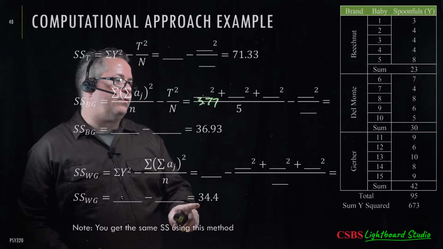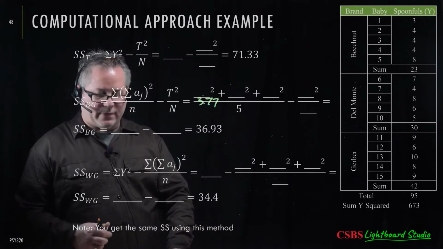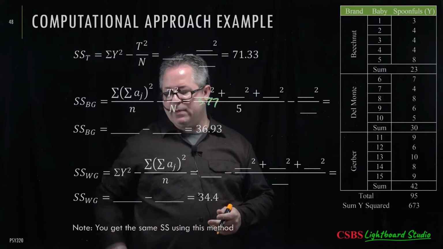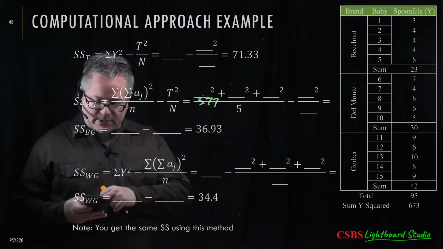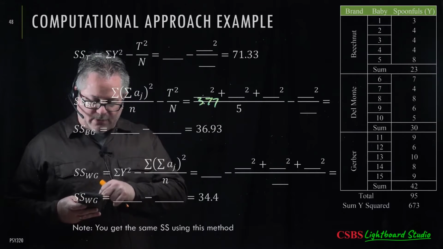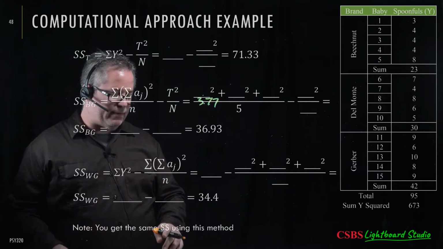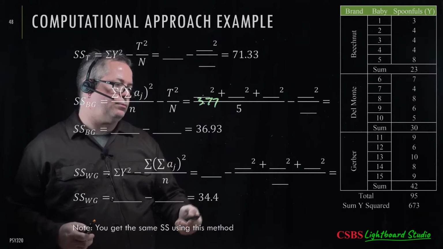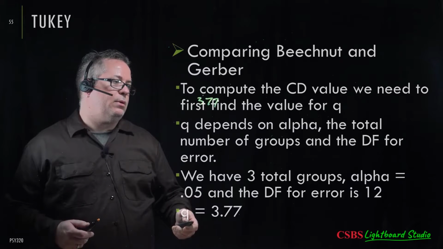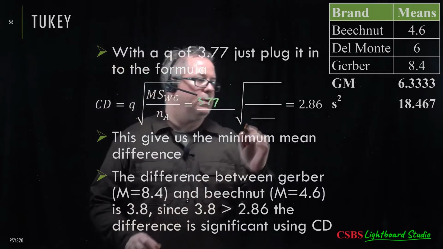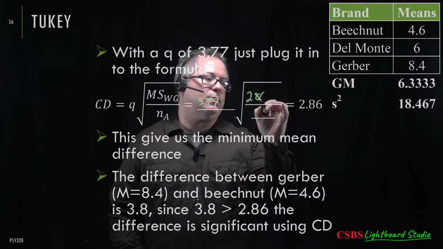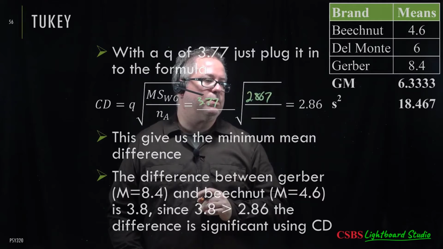So within groups is 34.4 divided by 12. 34.4 divided by 12 is going to be our within groups variance. 34.4 divided by 12 is 2.867. All right, so that means 2.867 is our mean square within groups.